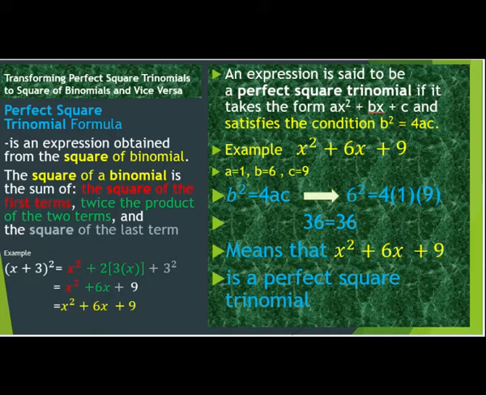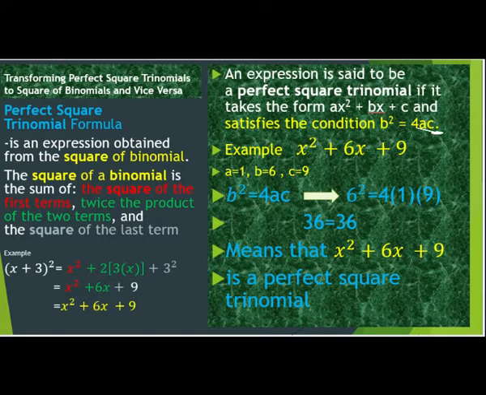So say, for example, the expression (x + 3) squared is equal to x squared plus twice the product of 3 and x, 3 times x, plus the square of the last term, and that would be x squared plus 6x plus 9. So x squared plus 6x plus 9 is actually a perfect square trinomial.